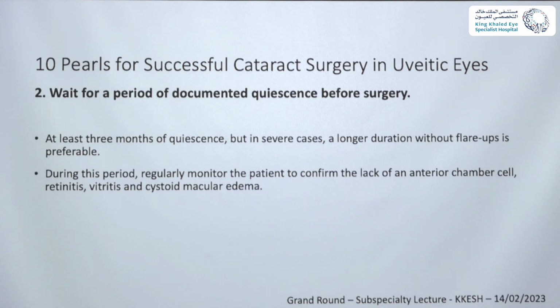Wait for a period of time and make sure that the eye is quiet before your procedure. So what is the protocol for doing cataract surgery in uveitic eyes? Three months of quiet eye, true. In some cases even more than 3 months, can reach up to 6 months. And you make sure that they are okay, there's no rise of IOP, make sure everything is settled prior to performing the surgery.